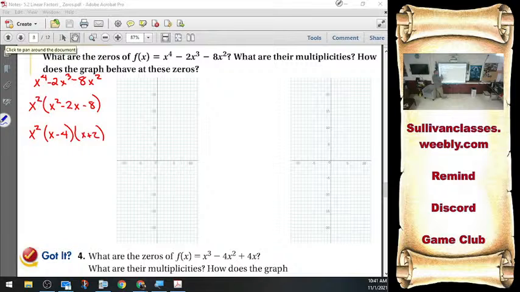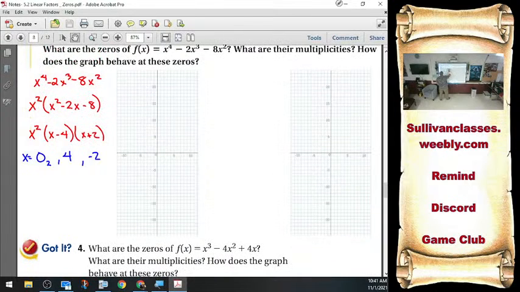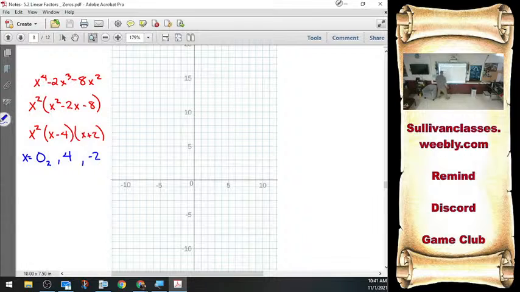I see x equals 0. It happens twice. 4 happens once, and -2 happens once. So if I'm going to graph it, there we go, that's better. It's going to bounce off of 0. It's going to hit 4 and go through. It's going to hit -2 and go through. What else could I say about, do I know my y-intercept?